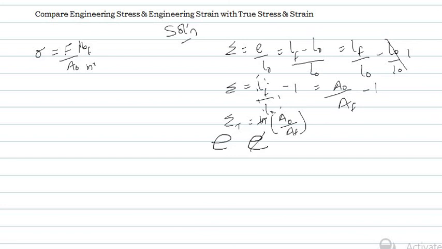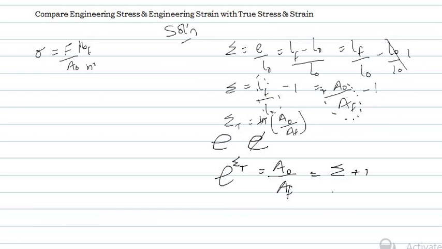So this will cancel this, and we'll be left with exponential of our true strain is equal to AO over AF. But then from this formula here, our AO over AF can be made subject of the formula. Instead of saying engineering strain is equal to AO over AF minus 1, AO over AF is equal to, you take this minus 1 over here, engineering strain plus 1.